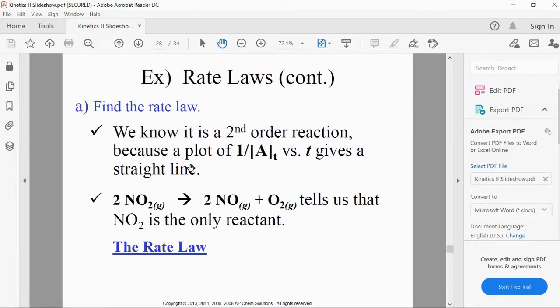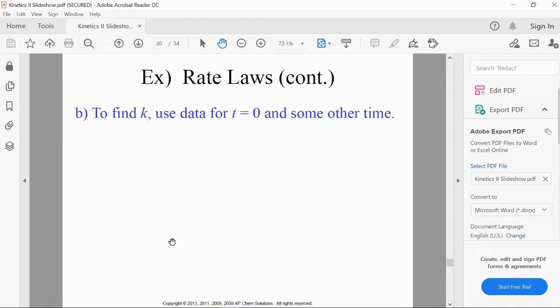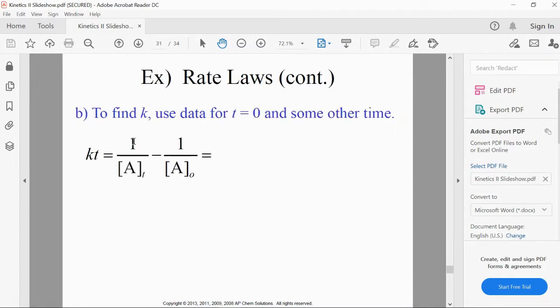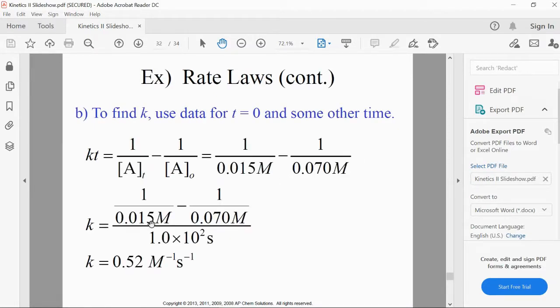So since that tells us we got a second order reaction, we also know that there is only one reactant. So when we write the rate law, rate equals K of the one reactant raised to the second power. So now we have the rate law for that set of data. Now we're going to find K by using the integrated rate law, the data for time equals 0 and some other point on this data table. Plug it in, solve for K, and we find that K equals 0.52 molar to the minus 1, seconds to the minus 1, or you could just say 1 over M·s.